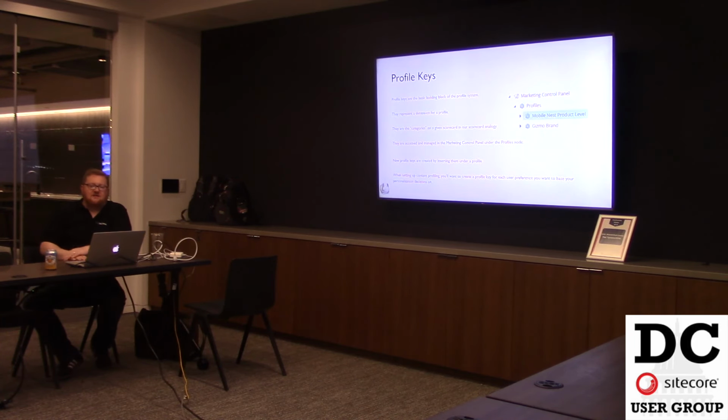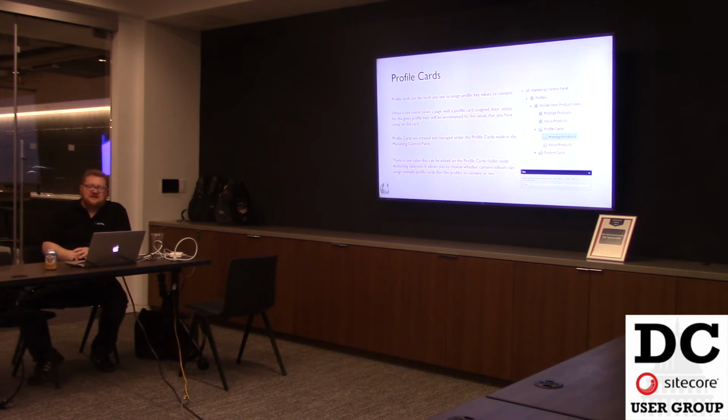All right, so the profile keys. These are the things that live underneath an individual profile, and these are the basic building blocks of the whole profiling system. These represent each of the dimensions for a profile, like cat or dog, or product level, or brand, etc. These are accessed and managed in the marketing control panel. As you can see, new profile keys are created like other Sitecore content by just inserting them. And when setting up content profiling, you'll want to create a profile key for each user preference that you want to base your personalization rules on, right?